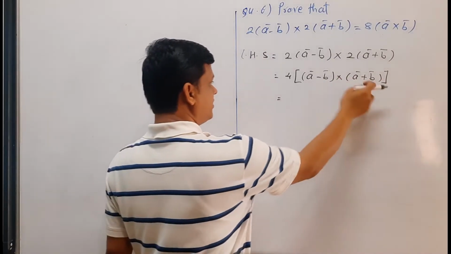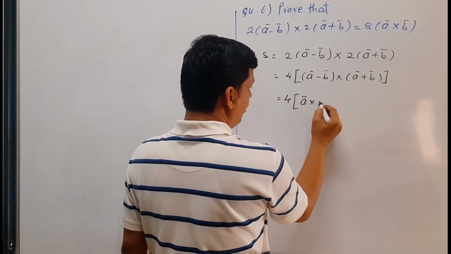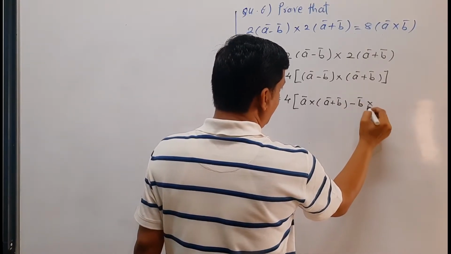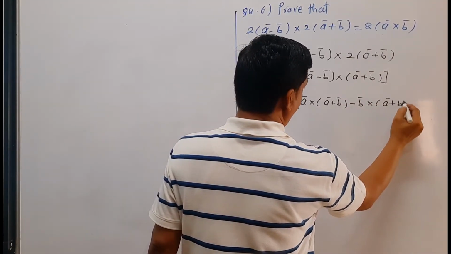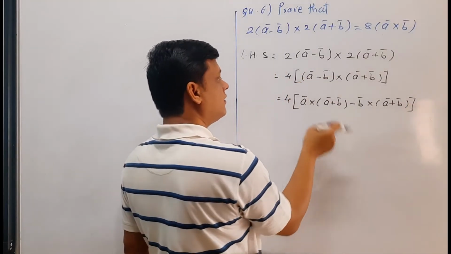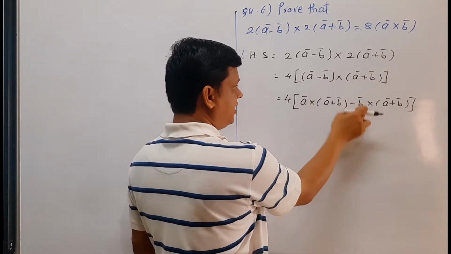Now multiply these two brackets. So we write here a bar cross a bar plus b bar minus b bar cross a bar plus b bar. First we multiply by vector a, then we multiply by vector b. So here the sign is minus.